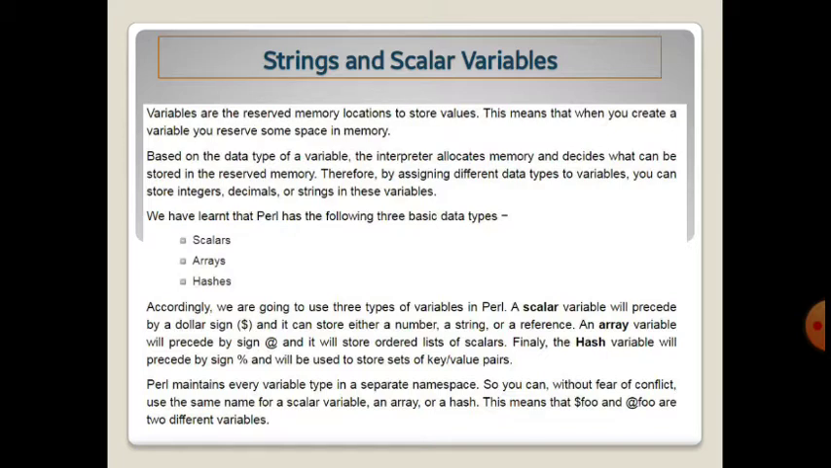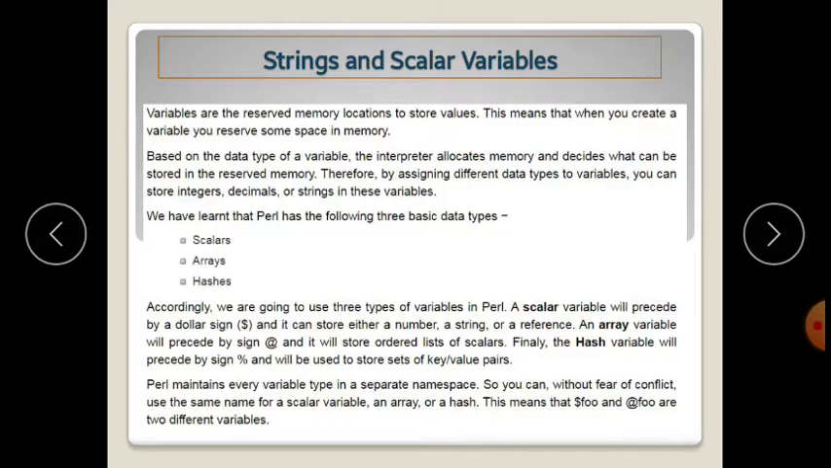As you know, variables are reserved memory locations to store values. This means that when we create a variable, we reserve some space in memory. Based on the data type of a variable, the interpreter allocates memory and decides what can be stored in the reserved memory. Therefore, by assigning different data types to variables, we can store integers, decimals or strings in these variables.